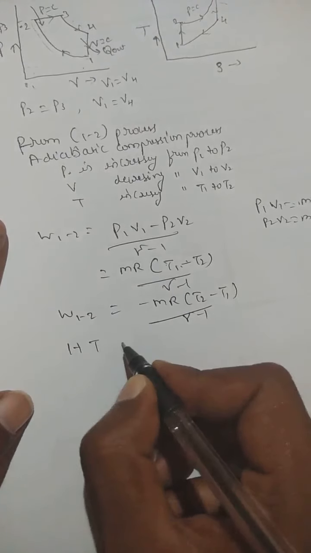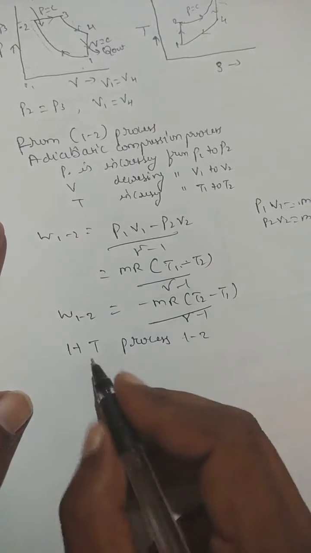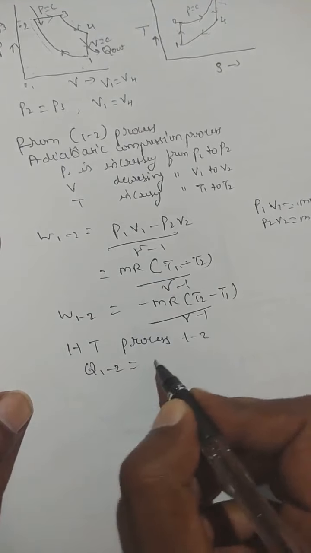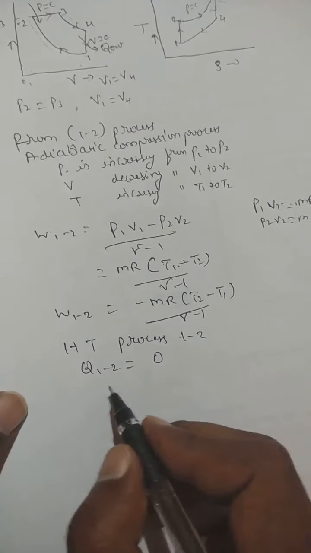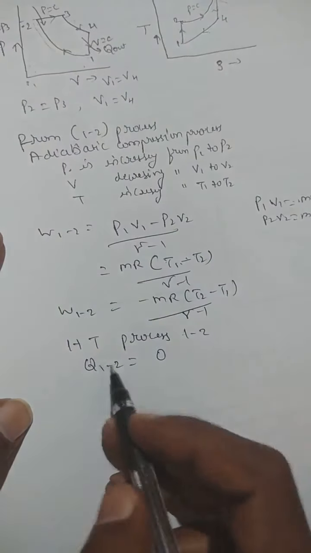Heat transfer during the process 1 to 2: as you know very well, for an adiabatic process the heat transfer is always 0. Now come to the next process, that is 2 to 3, which is a constant pressure process.